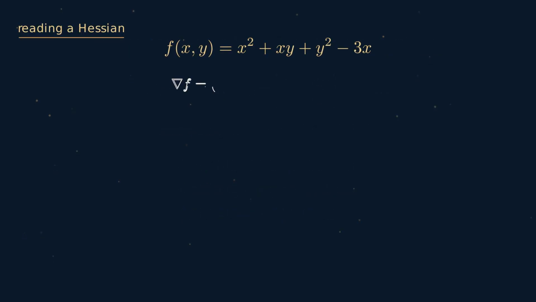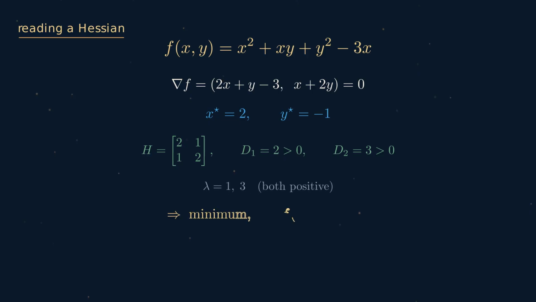Let us use it. Take x squared plus xy plus y squared minus 3x. Setting both partial derivatives to 0 leaves a small linear system, and it hands back x equals 2, y equals minus 1. The Hessian is [2, 1; 1, 2]. The first minor is 2, the second is 3. Both positive, so it is a ball. And if you insist on eigenvalues, they are 1 and 3. Positive exactly as promised. The point is a minimum and the value there is minus 3.